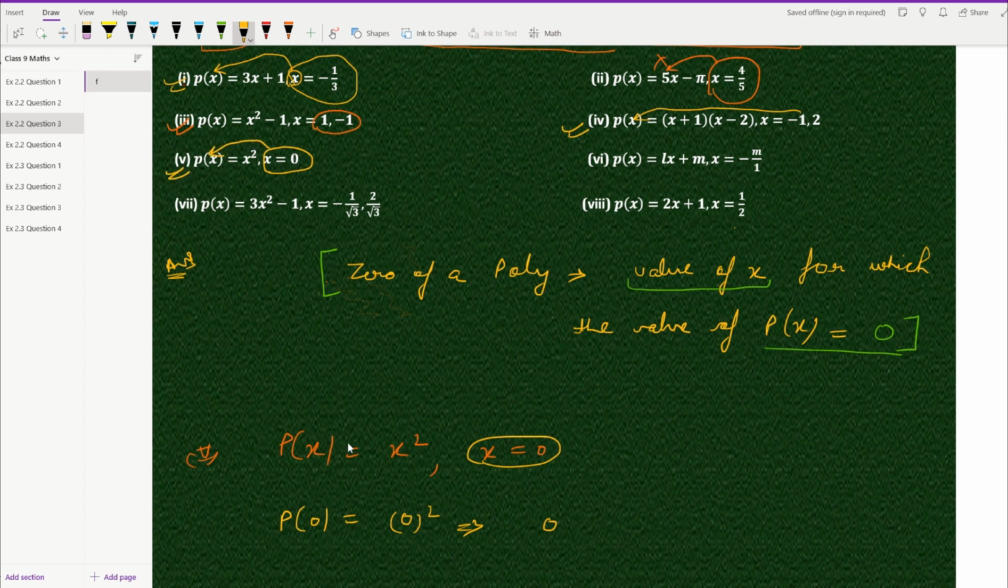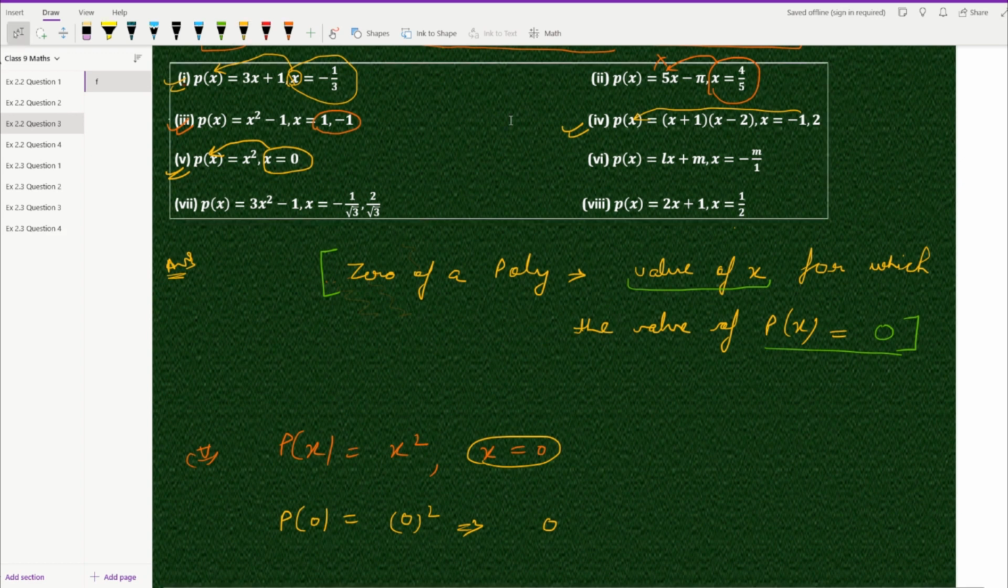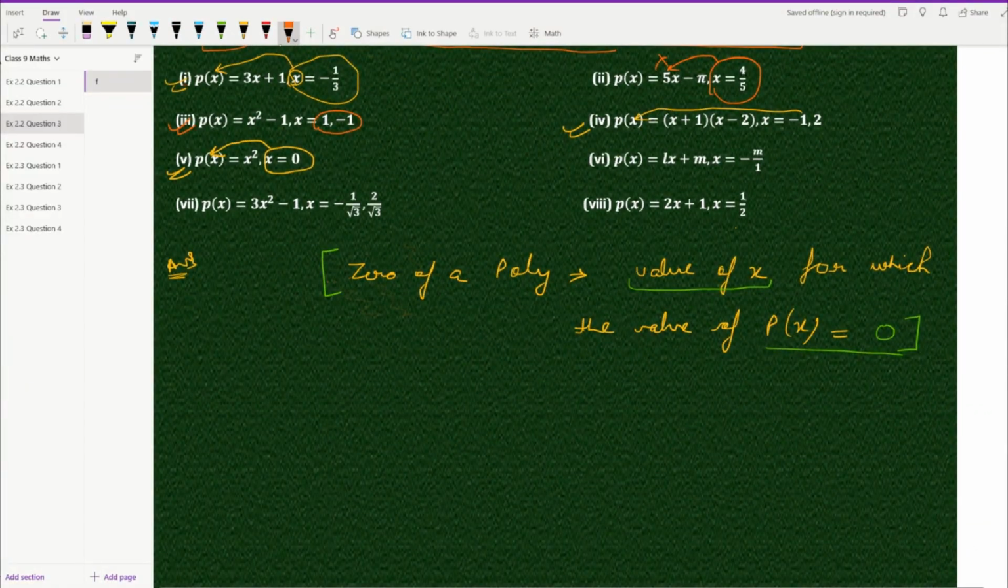Okay, now immediately we'll go for the next part. So let us move to the next part of this question, that is part number 6. Part number 6 is saying that we have got a polynomial that is equal to l x plus m. So this is a given polynomial, and we have to check this for the value of x equal to minus m upon l. This is by mistake written here as 1, but this is l. This is l, right? So let us try to find that.